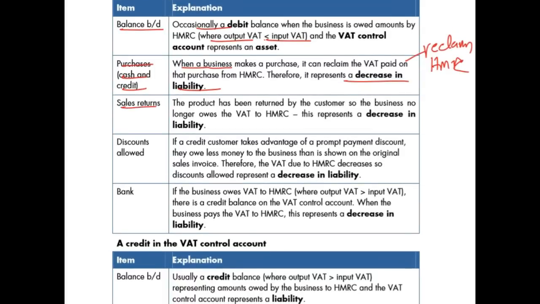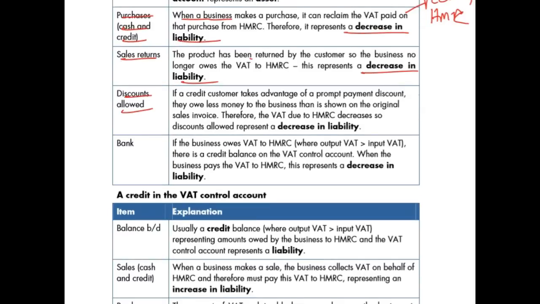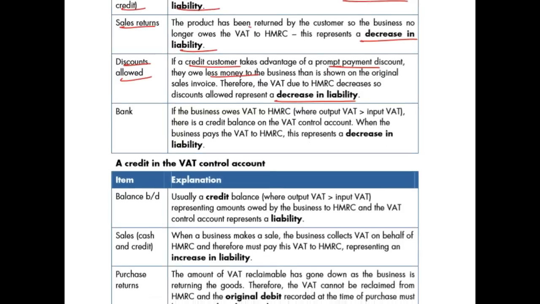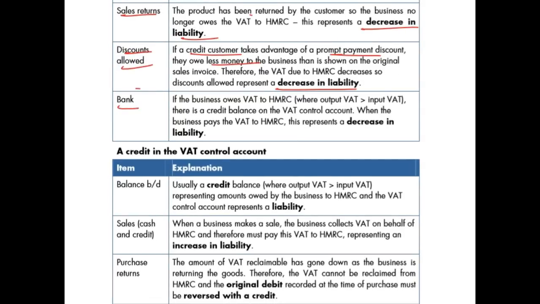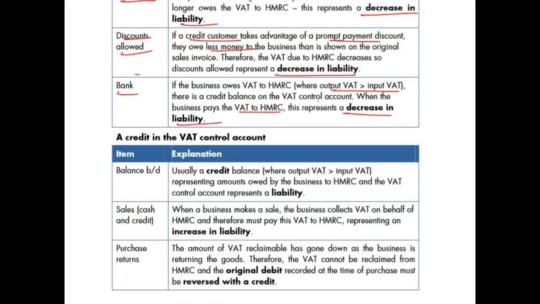What is a sales return? Sales return is a reduction in sales, so a reduction in income. Thus you can reclaim the VAT, a decrease in liability. Discount allowed is an expense, for prompt payment discount, early payment discount, and from that discount the VAT gets down, a decrease in liability. Bank means when you pay VAT to HMRC, your output VAT compared to input VAT, output VAT is higher, and you pay HMRC. That decreases your VAT liability as well. That decreases your bank as well, but we are talking about VAT here.